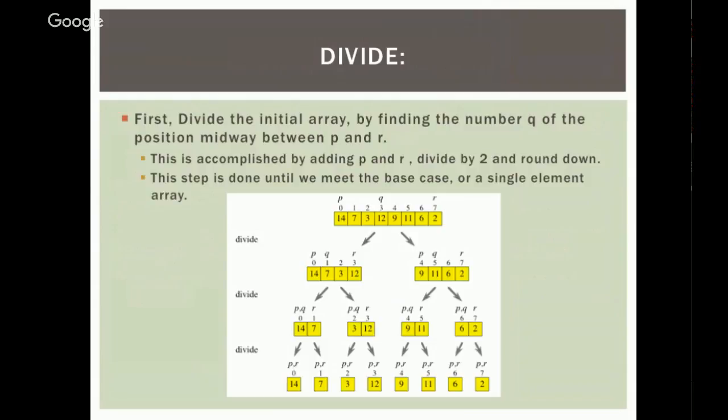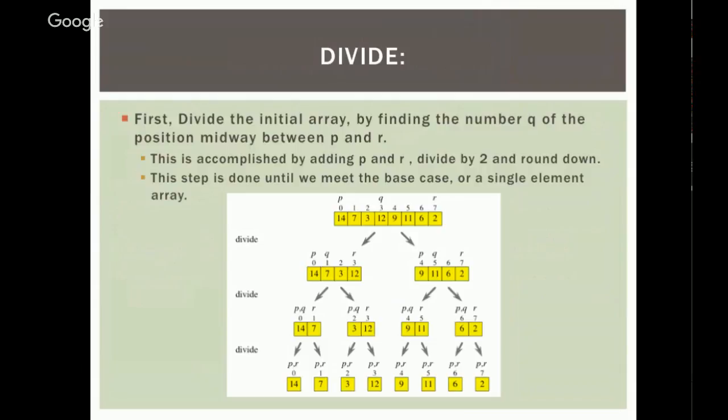In the image at the bottom of the slide here, we start off with an 8-element list, indexed 0 to 7. We have P and R: that's going to be index 0 for P and index 7 for R. And Q is the middle, which is going to be index 3. That gives 2 lists, and then we recursively call merge sort again, which continues to split that up until we have the base case. You can see at the bottom of the image we have all 8 elements by themselves in their own list.